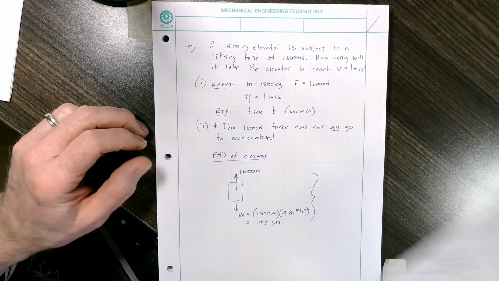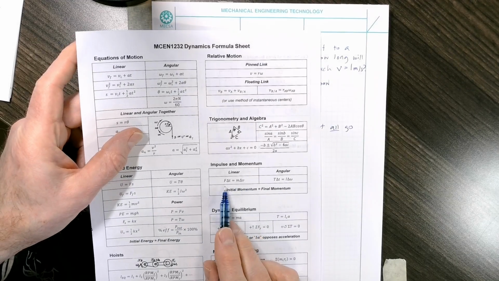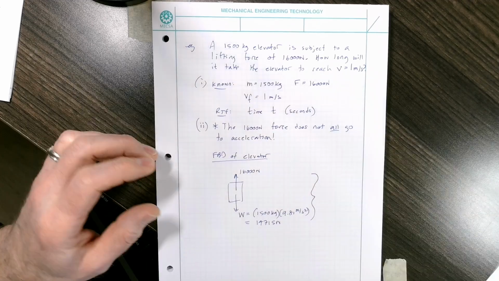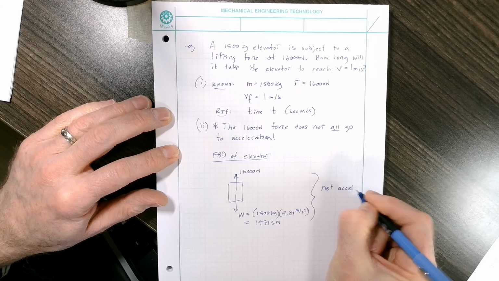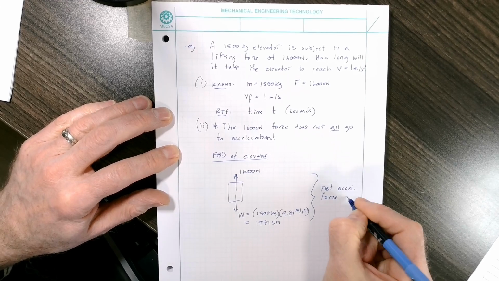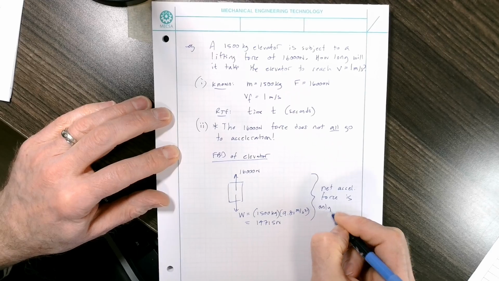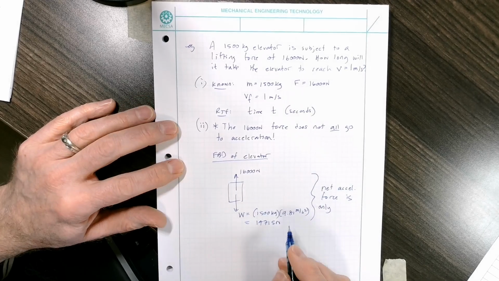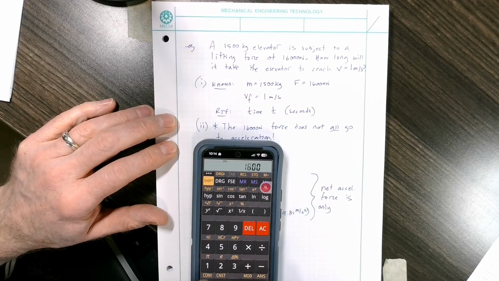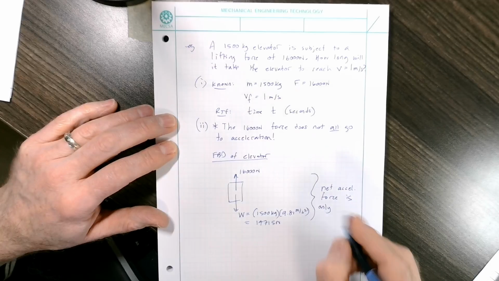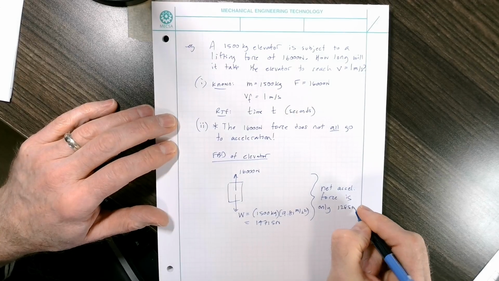Sure, this times that, but what force do we have? The net acceleration force is only 16,000 less 14,715. Okay? 1,285 newtons.